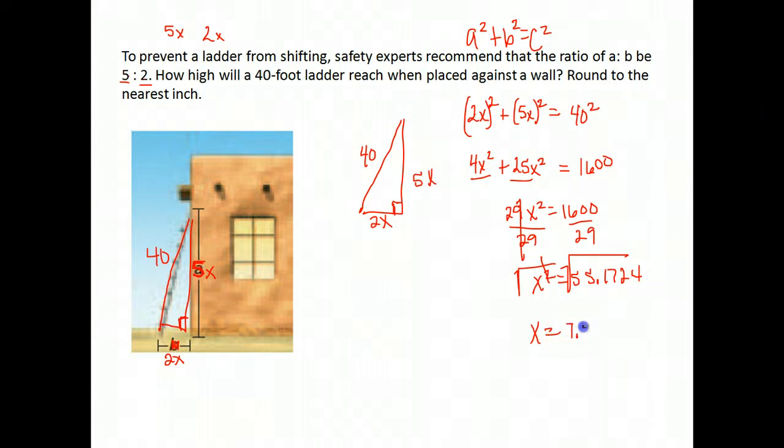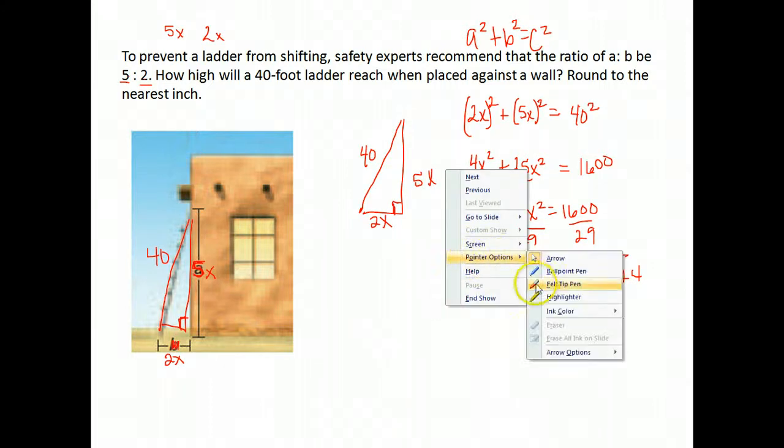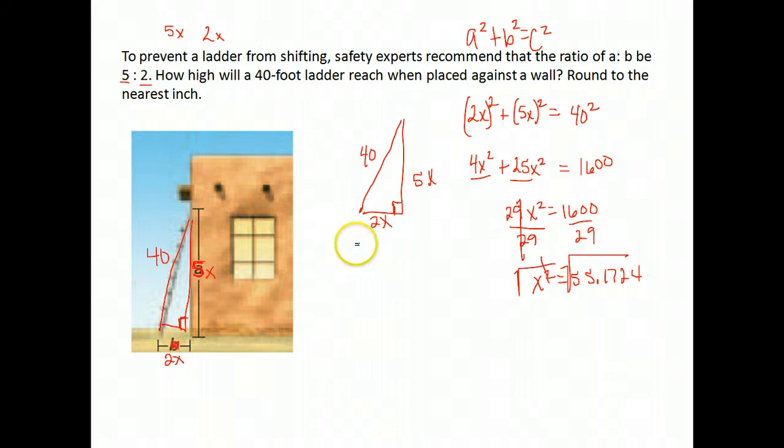x is 7.4278. Now it wanted it rounded to the nearest inch. Okay, so as we look at this, remember we want to reevaluate. We found x. So before we round to the nearest inch, what we want to do is make sure we're answering the right question. It says, how high will a 40-foot ladder reach when placed against the wall? So they didn't want x. We kind of had to put x in there so we could solve the problem. But they want to know how high up on the wall it is.